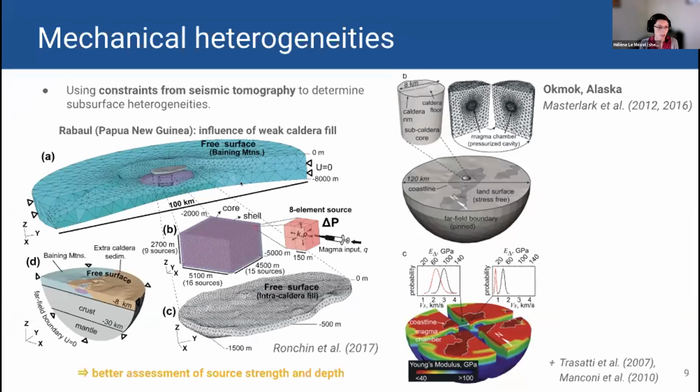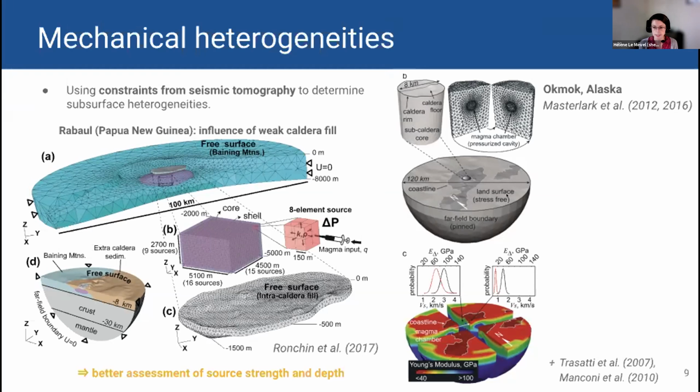The first example here on the left from Ronchin and others is looking at unrest at Rabaul caldera in Papua New Guinea, using a 3D FEM model. And there you have different geological blocks with different material properties. For example, in gray is the intra-caldera fill. It has a much lower density sediments, and so a lower Young's modulus and Poisson's ratio.